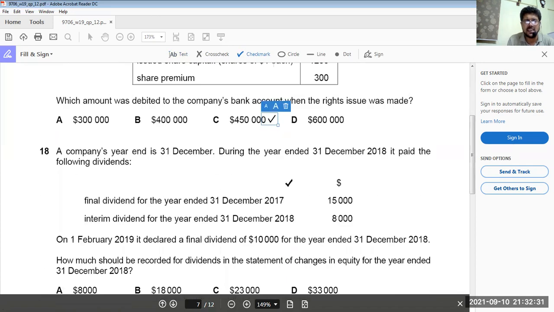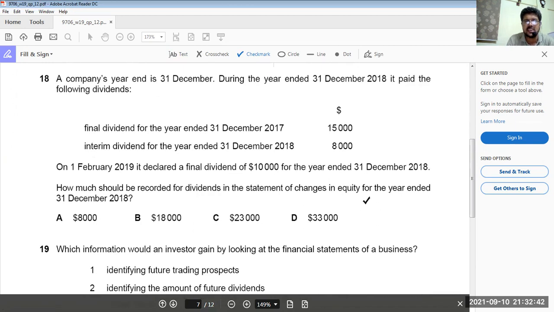Okay. Now come to 18. A company's year end is 31st December. During the year ended 31st December 2018, it paid the following dividends. Final dividend for the year 2017, 15,000. Interim dividend for the year, 8,000. On 1st February 2018, it declared a final dividend of 10,000 for the year ended 2018. Now, how much should be recorded for dividend in the statement of changes in equity for the year ended 31st December 2018? This declared dividend has not yet been paid. So the total dividend paid in 2018 is 15 plus 8, 23,000. So the answer is option C. Getting my point clear?